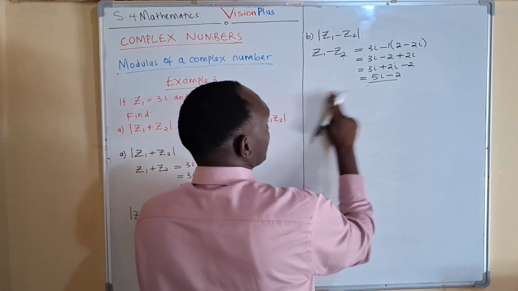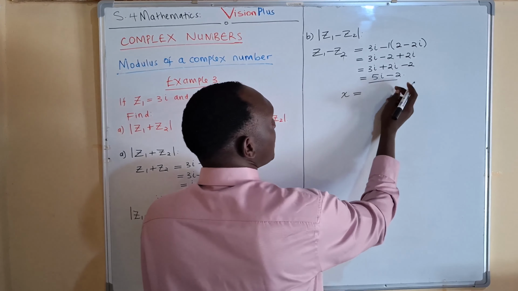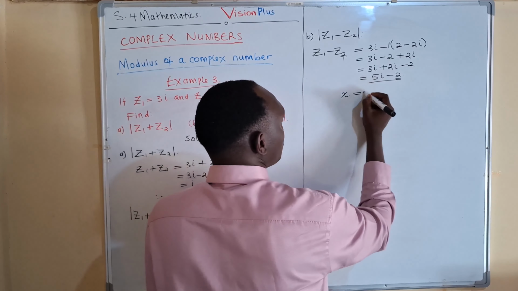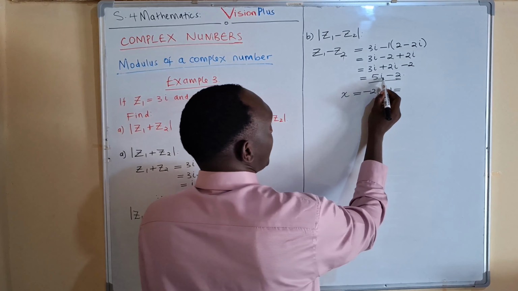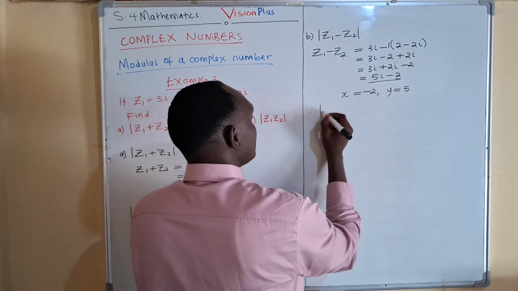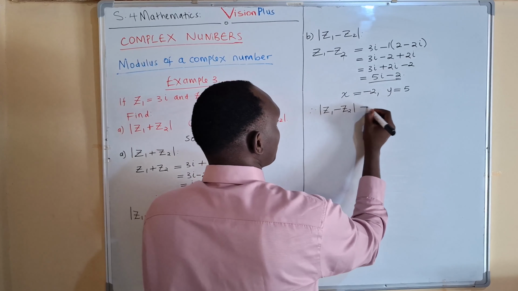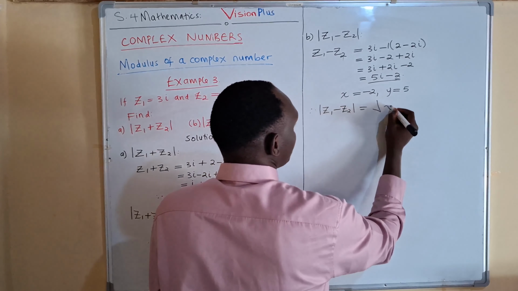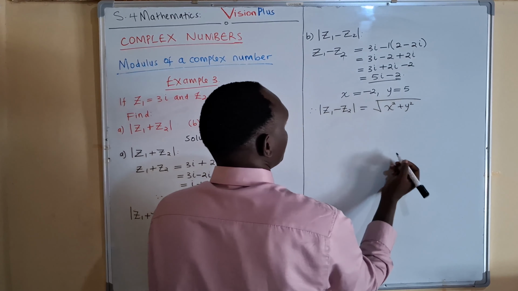Before I go there, let's deduce here. What is x? X is the real part, which is -2. What is y? Y is the coefficient of i, which is 5. And then after me, you can say therefore the magnitude of z1 minus z2 equals, state the formula clearly, which is the square root of x squared plus y squared.